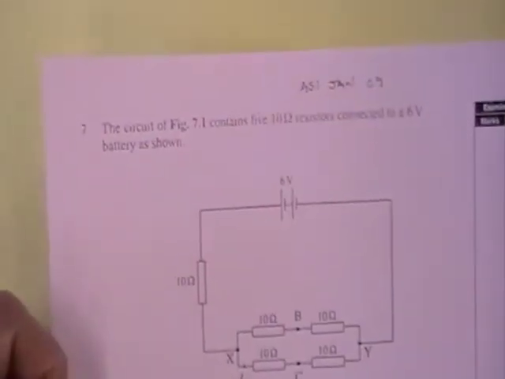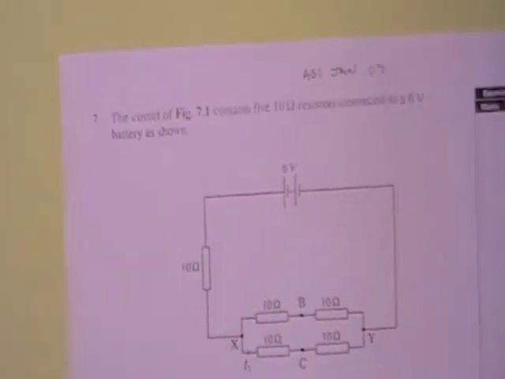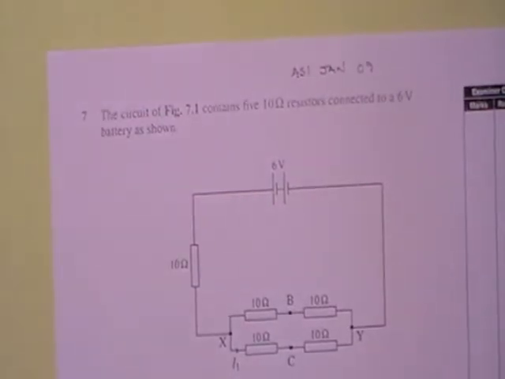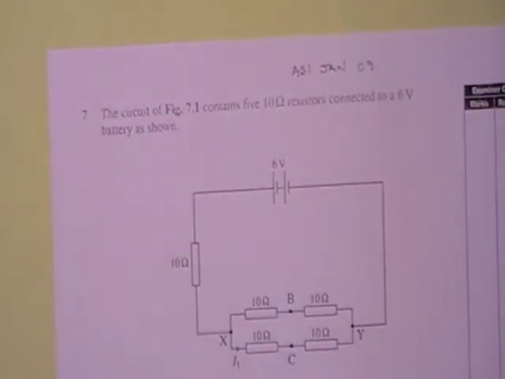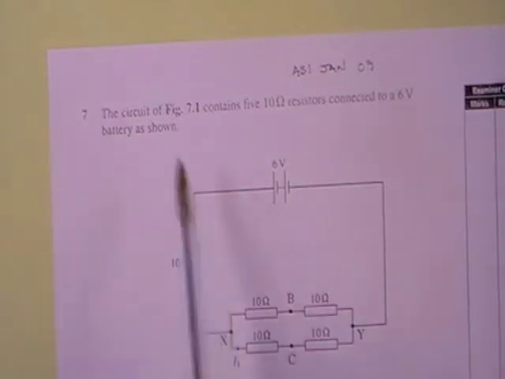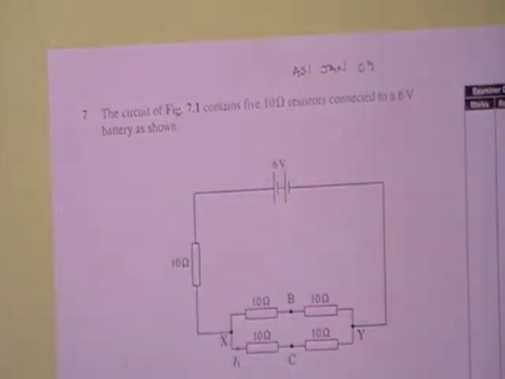Right, this is January 09. I said previously the last question was January 9. It was actually January 08. So January 09, question 7. The circuit of figure 7.1 contains 5 10 ohm resistors connected to a 6-volt battery as shown.